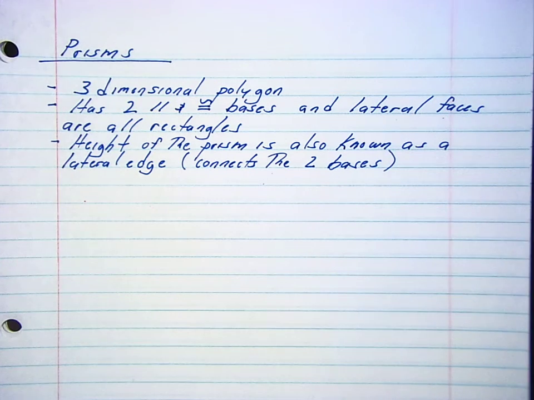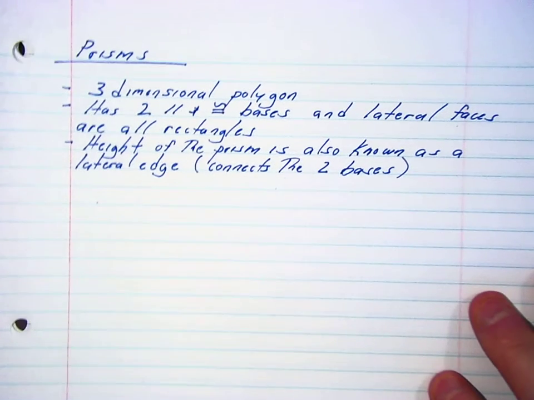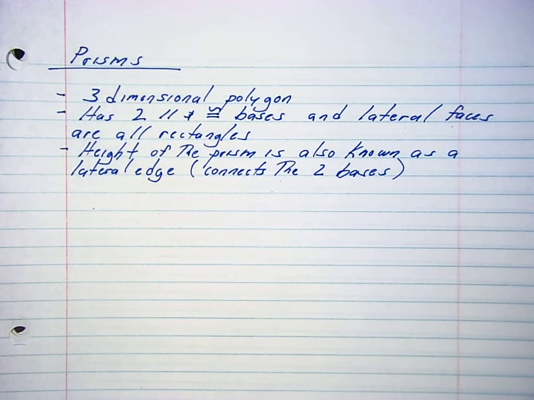Okay, guys, we're moving on to a new chapter. In this chapter, we're going to be finding lateral area, surface area, and volume of three-dimensional figures. So we got a bunch of them. We got prisms and cylinders and cones and spheres and pyramids. Today we're going to talk about prisms.